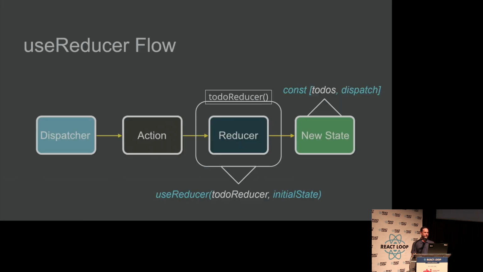And you can kind of think of it like this. You have a dispatcher. It dispatches an action. That action is passed to a reducer, in this case, to-do reducer. That returns a new state, and that new state is available in your to-dos local state object.